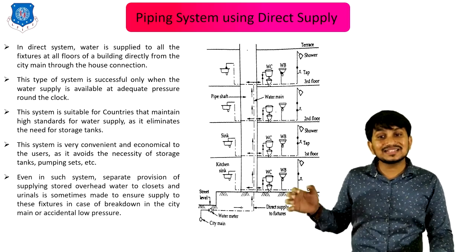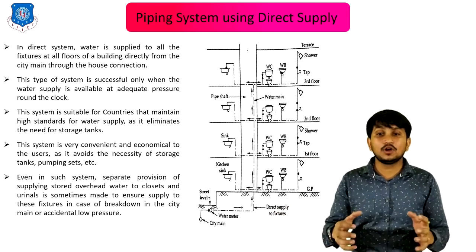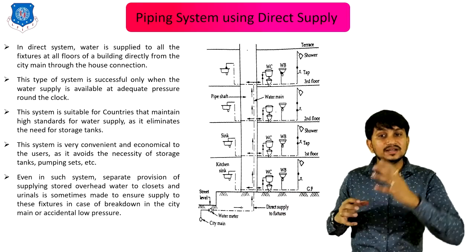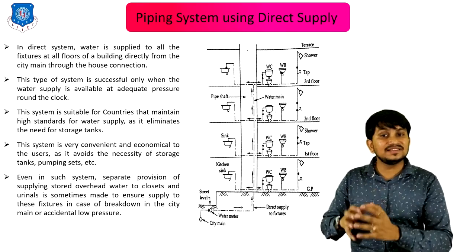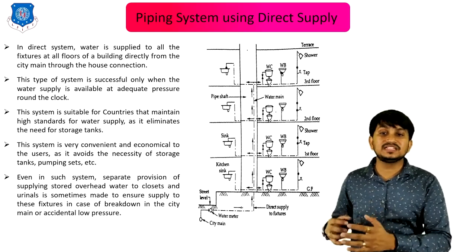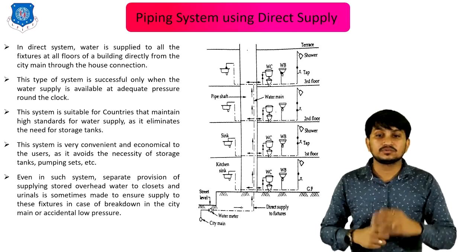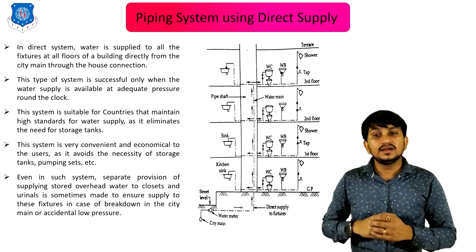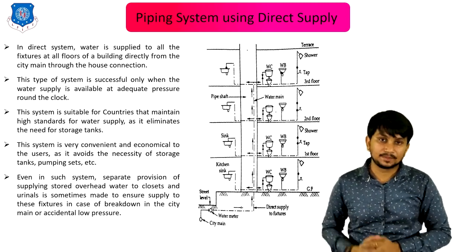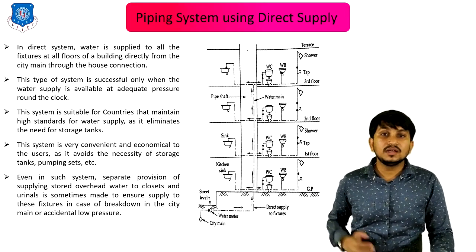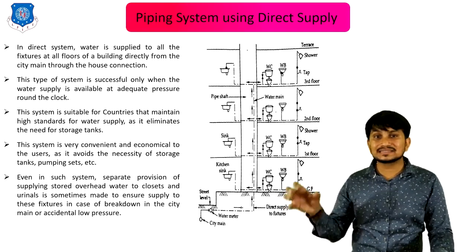Even in such systems, separate provision of supplying stored overhead water to closets and urinals is sometimes made to ensure supply to these fixtures in case of breakdown in the city, or accidental low pressure in city main. This is all about the piping system using direct supply.